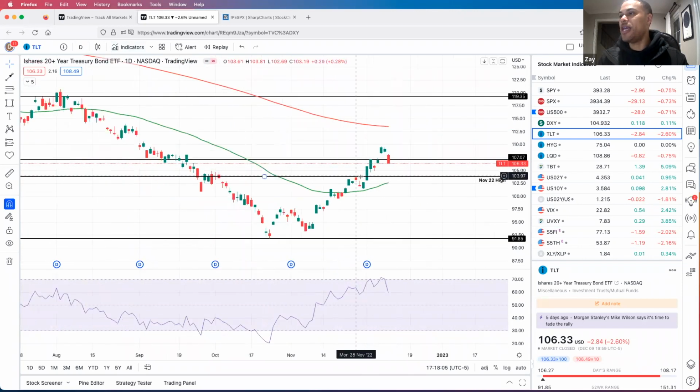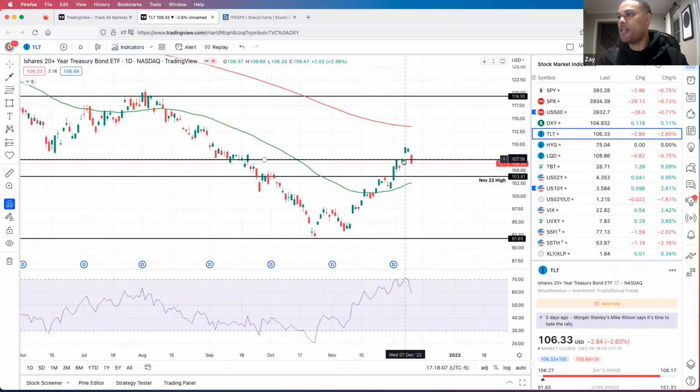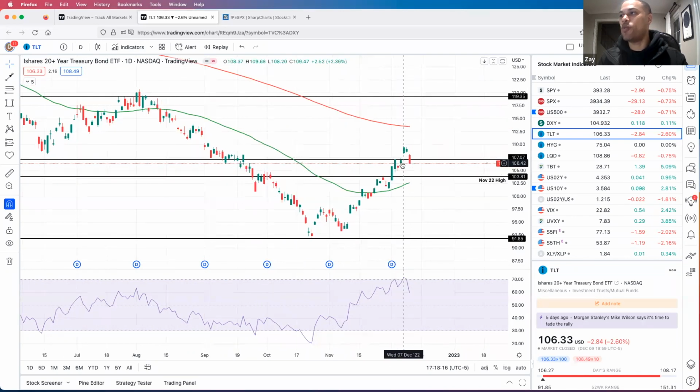You can see on the update, we were right here, right? I mentioned we were at resistance. We could pop up to the 108, right? 108 was resistance. And then from there, I was looking for a pullback. So what exactly happened? We popped above the 108. We traded 2 days at the 109. And now you can see we're starting to get a little bit of a pullback.